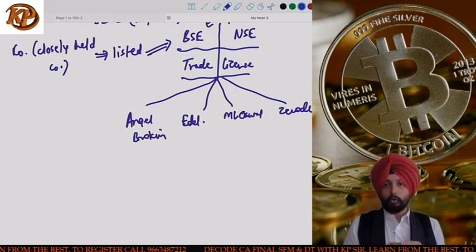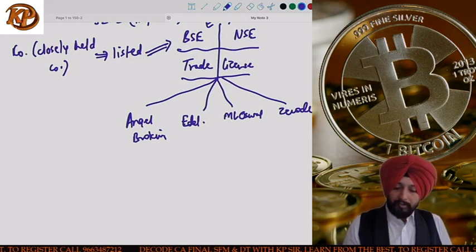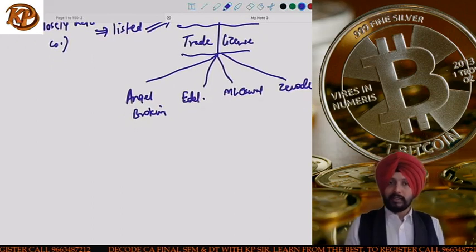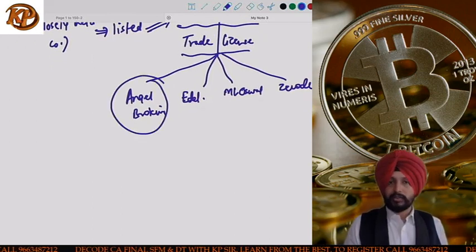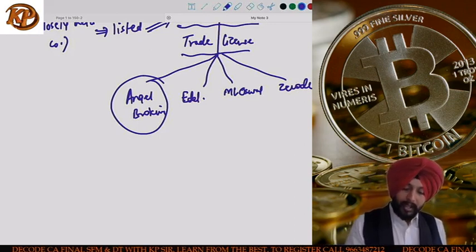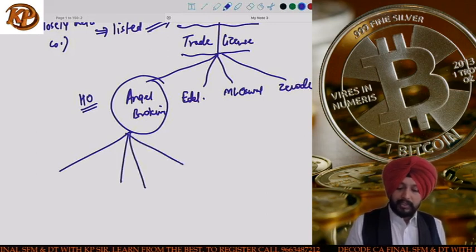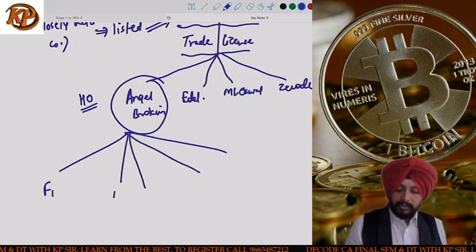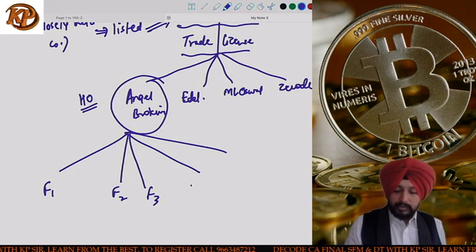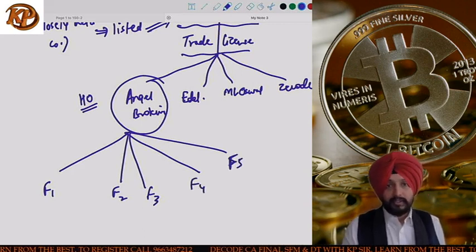So whenever you want to do trading, you, meaning a retail customer who wants to do trading, will have to approach one of these brokerage houses. So let us say we approach Angel Broking. Angel Broking will have its head office in one of the cities, but it will have its franchisees in different cities, and in some cases they might have more than one franchisee in the same city.